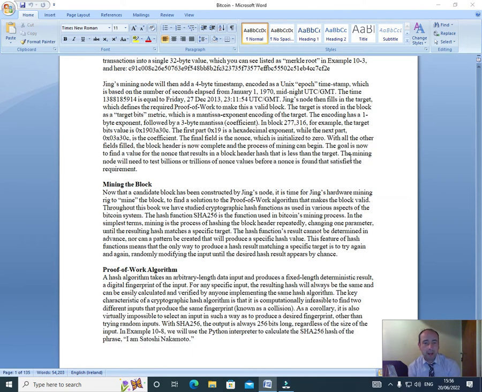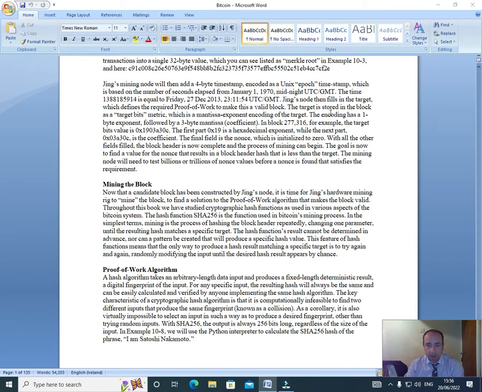Jing's mining node will then add a four byte timestamp encoded as a Unix epoch timestamp, which is based on the number of seconds elapsed from January 1st, 1970 at midnight UTC GMT. The time 1388185914 is equal to Friday 27th of December 2013, 23:11:54 UTC GMT.